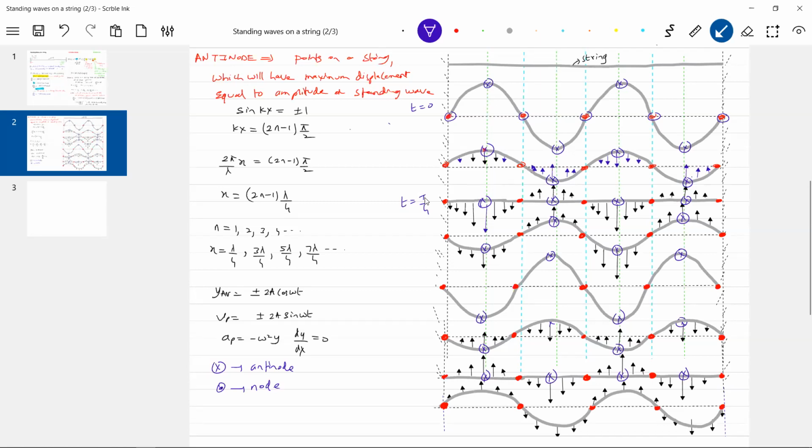Very good conceptual question they'll ask you. So you must know just this diagram. That's all. Nothing big. You look at on either side of a node how the particles will be moving. They'll be moving opposite to each other at all times.